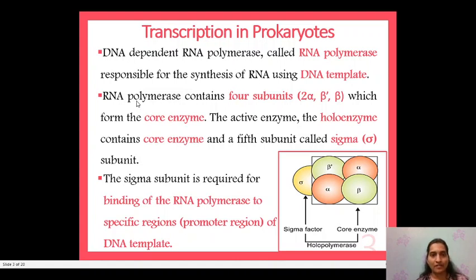to form an mRNA. When you see the structure of the RNA polymerase, it has four subunits, that is two alpha subunits, one beta and one beta prime subunit. Altogether they are referred to as the core enzyme, and it also has a detachable subunit, that is the sigma factor. The sigma factor has an important role in RNA polymerase. It recognizes the promoter region in the DNA template. Once the sigma factor is attached to the core enzyme, they are collectively called the holoenzyme.